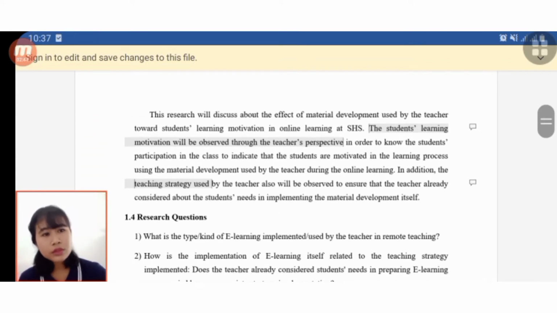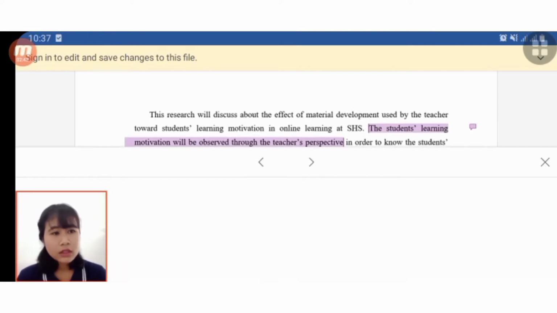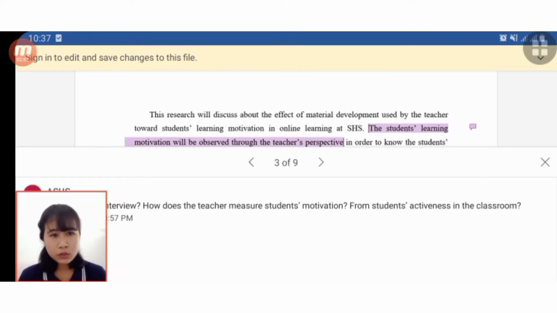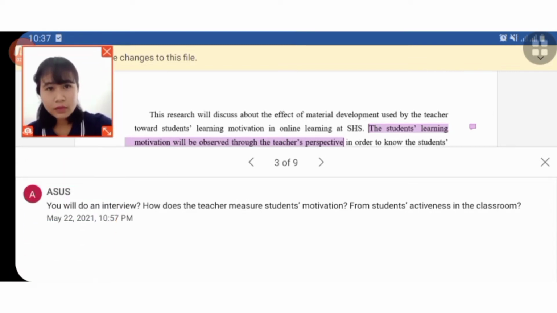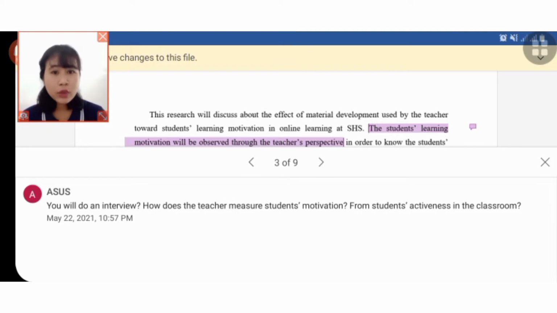Now I will move to this sentence. The student's learning motivation will be observed through the teacher's perspective. Here I have a question for you. You will do an interview. How does the teacher measure the student motivation, from students' activeness in the classroom or what? That's just my question for you.